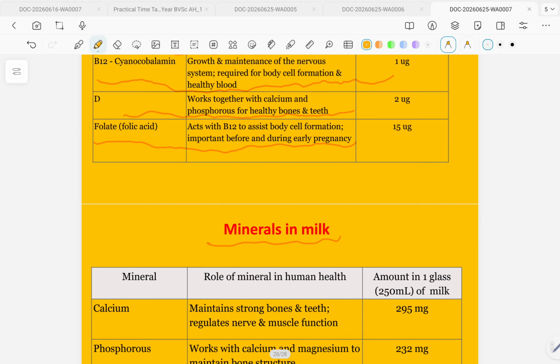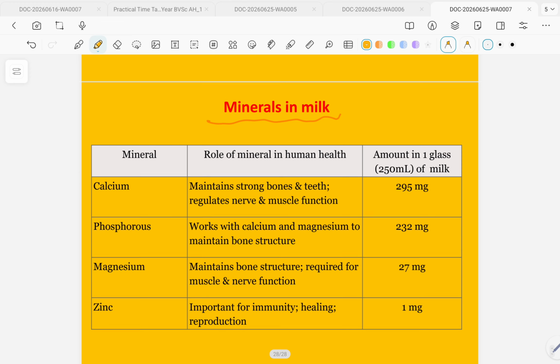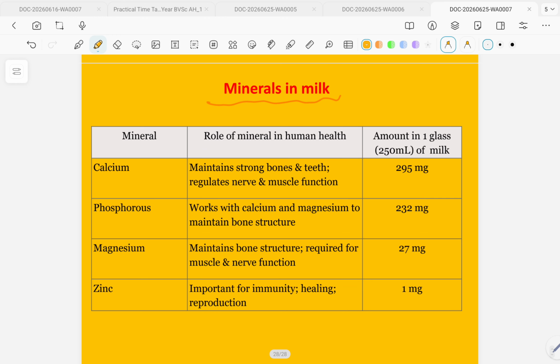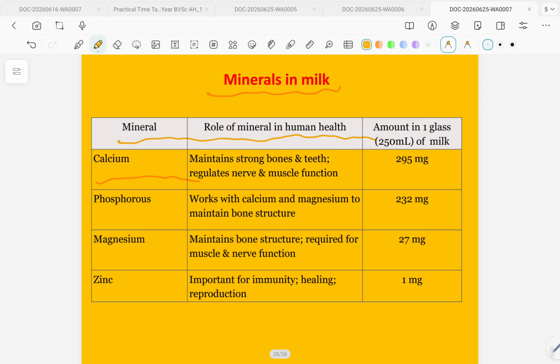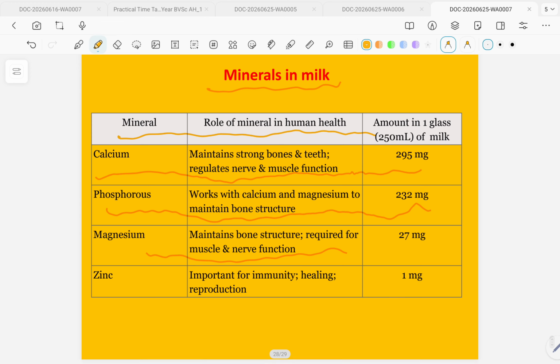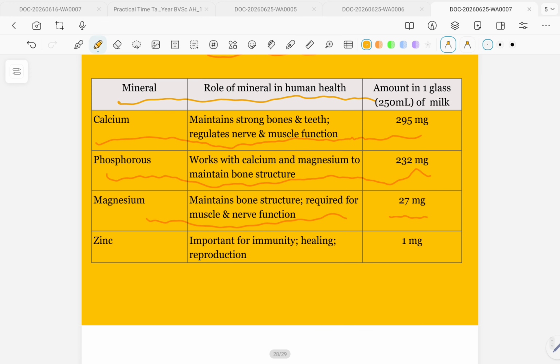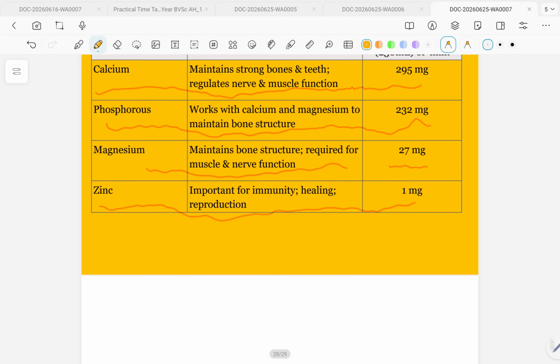Minerals in milk. Role of minerals in human health. Amount in 1 glass, 250 ml, of milk. Calcium: maintains strong bone and teeth, regulates nerve and muscle function, 295 mg. Phosphorus: works with calcium and magnesium to maintain bone structure, 232 mg. Magnesium: maintains bone structure, required for muscle and nerve function, 27 mg. Zinc: important for immunity, healing, reproduction, 1 mg.